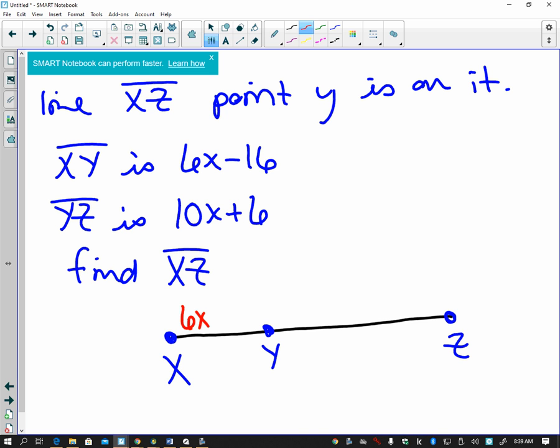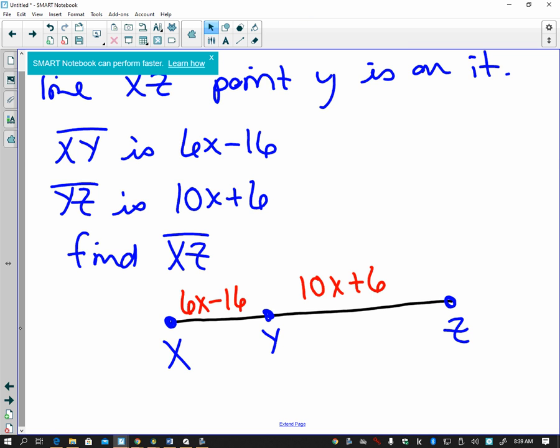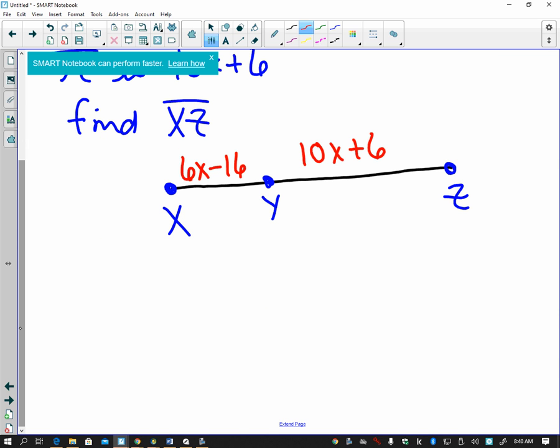All right, so put 6x minus 16 between X and Y. Is that what you meant? Okay, now what? Okay, 10x plus 6. Got it there. Great. We've drawn a perfect picture. Now we just have to do some math. What are we going to do? Add, right? It's the segment addition postulate. Perfect. Okay, add what?